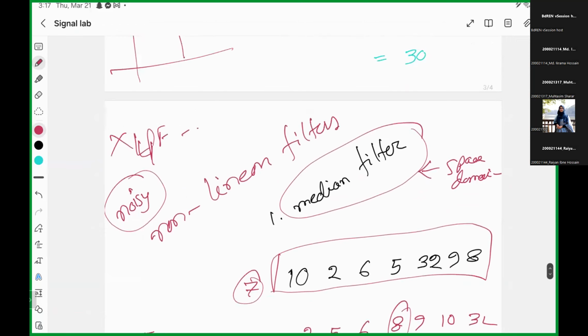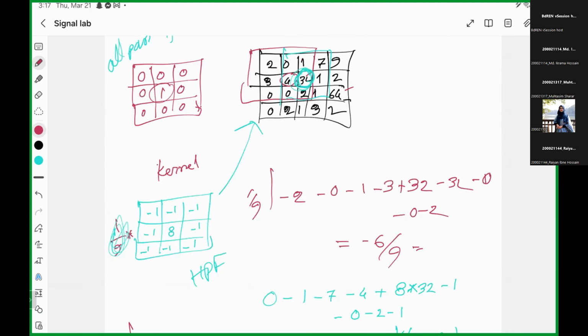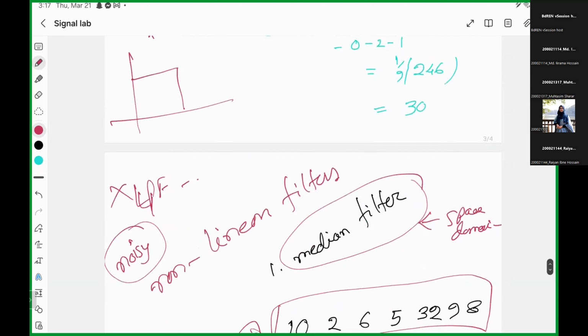In the case of an image, you have to consider 2D filters. Then the order becomes 3 by 3. This is a 3 by 3 filter. If you make it a 4 by 4 matrix, that becomes a 4 by 4 filter. In one dimension, this is your filter shape.